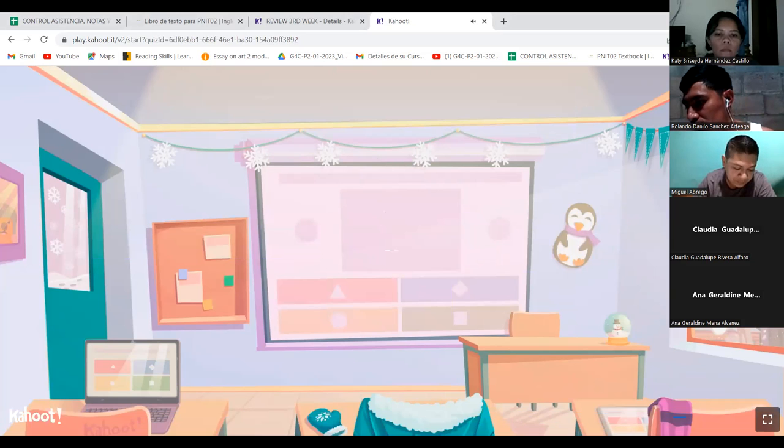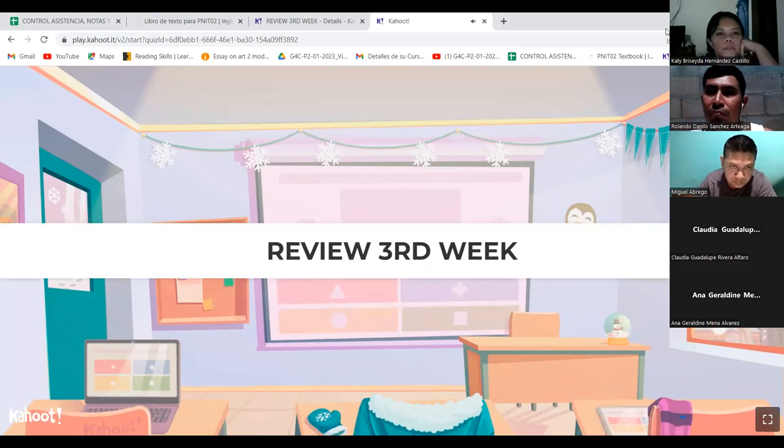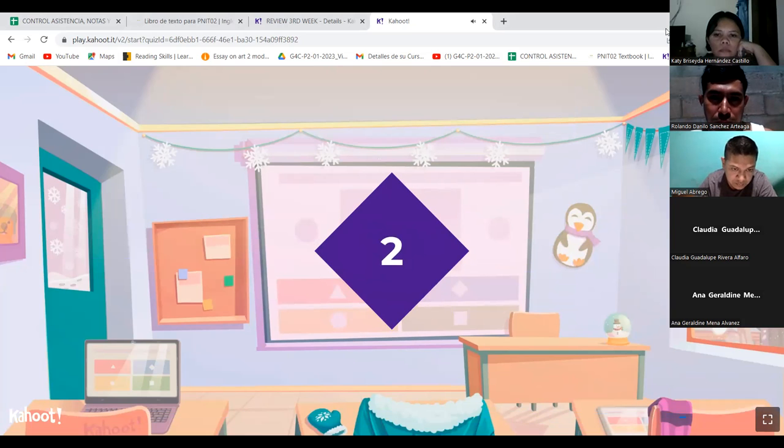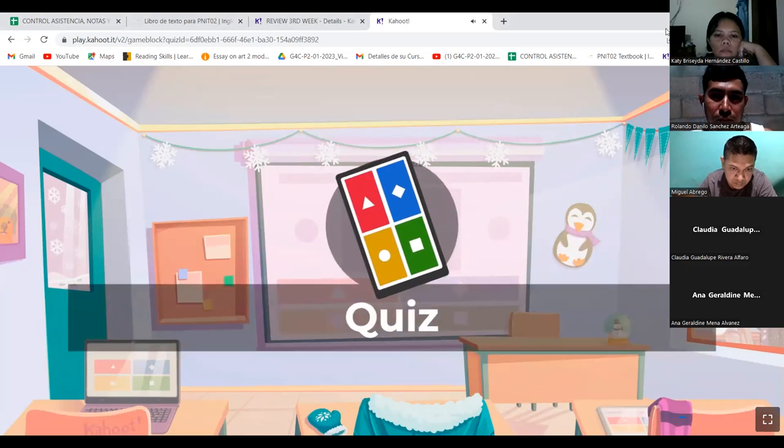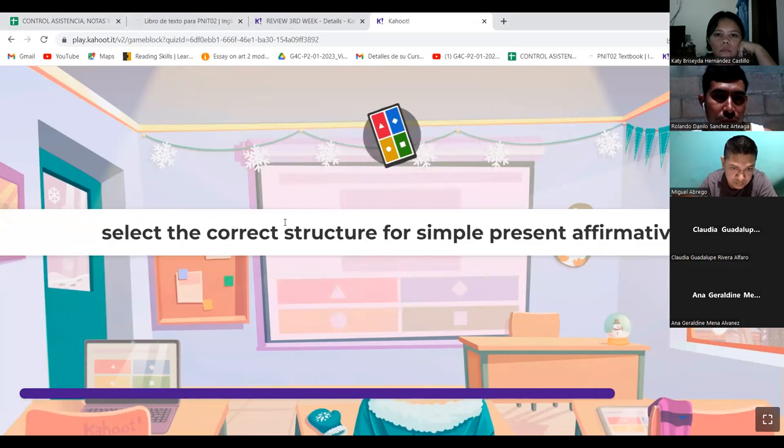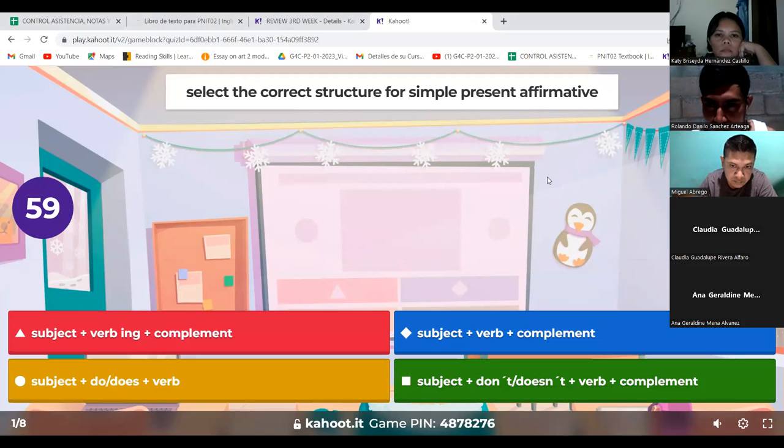All right, ahora sí van a tener un minuto para revisar cada respuesta para que tomen la decisión. Select the correct structure for simple present affirmative. Vean las respuestas acá y escogen el color en su pantalla, el que corresponda a la que ustedes creen que es la respuesta. Affirmative simple present.